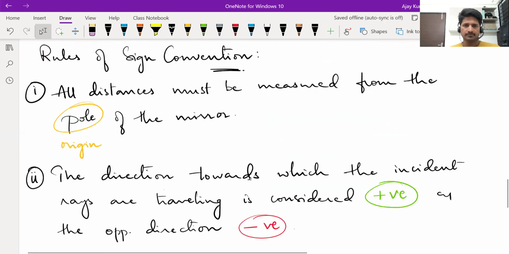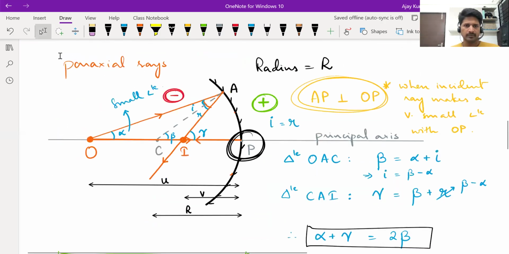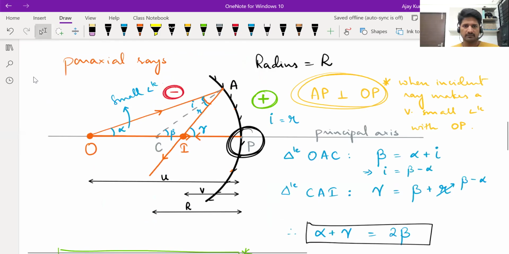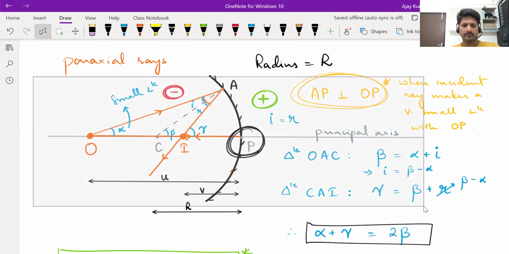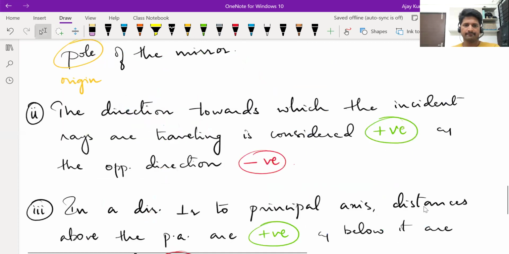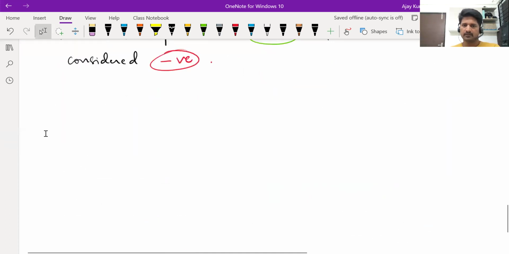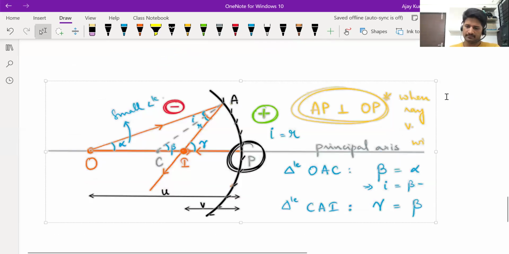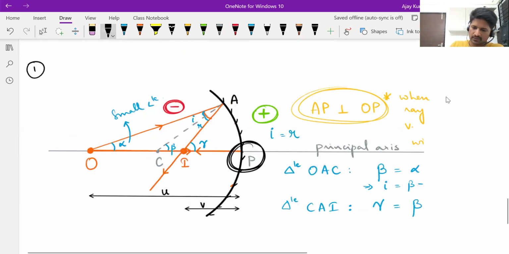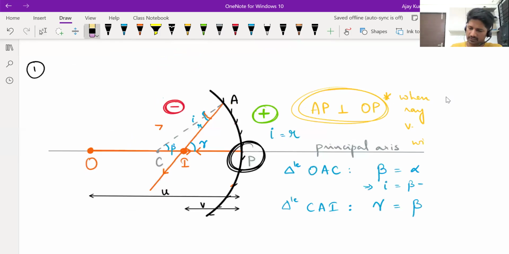Fine. So let's solve some problems based on this. Let's start with this case itself. But I'm telling you again, never solve problems in optics without imagining the rays. If you visualize the incident ray, reflected ray and all, then the answer will make more sense.